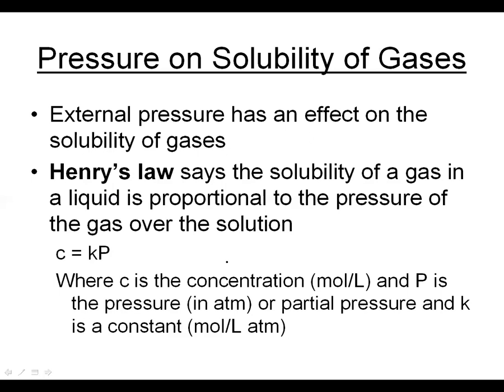So let's talk a little bit then about pressure and solubility of gases. External pressure has an effect on the solubility of a gas. Henry's law says the solubility of a gas in a liquid is proportional to the pressure of the gas over the solution. And this is Henry's law over here. The C is concentration in molarity. K is Henry's law constant and is different for different substances, so it's a constant. And P is the pressure in atmospheres.